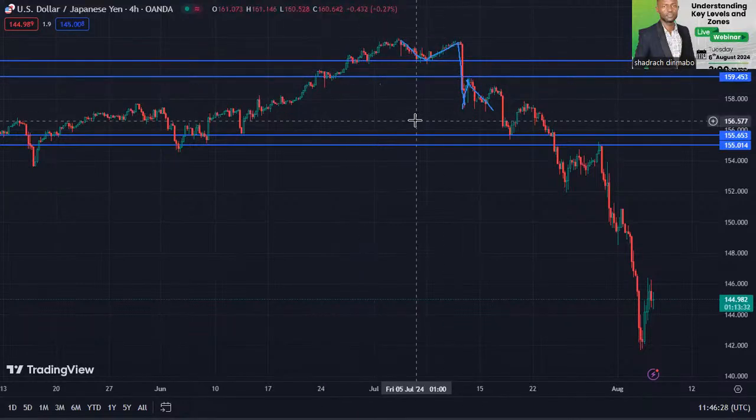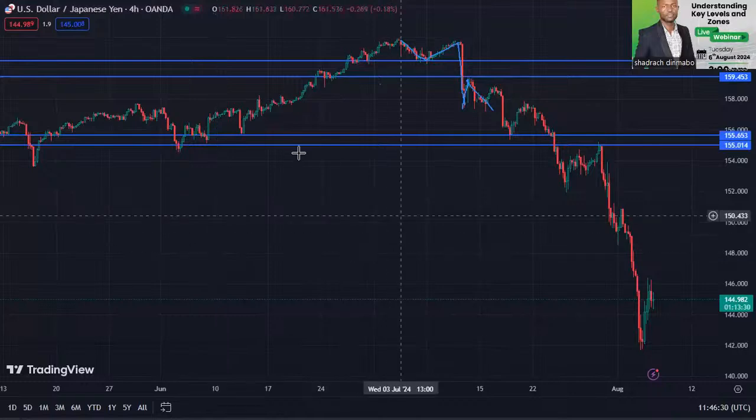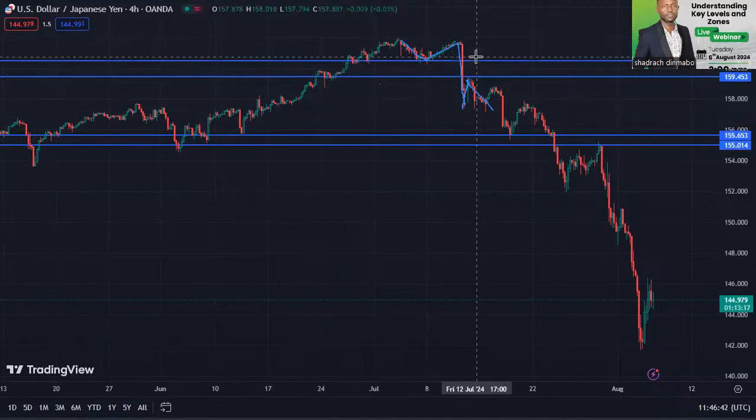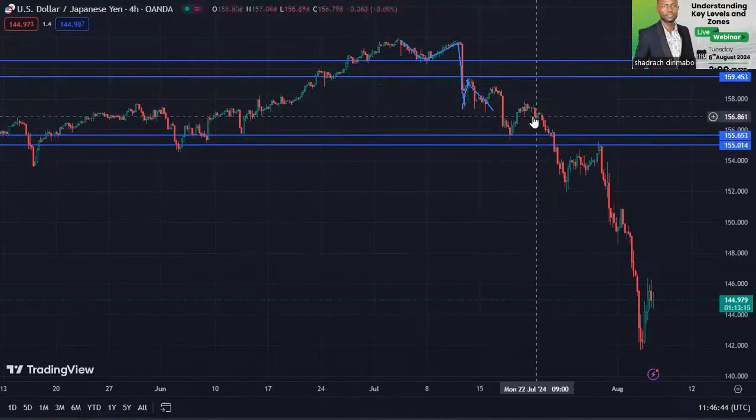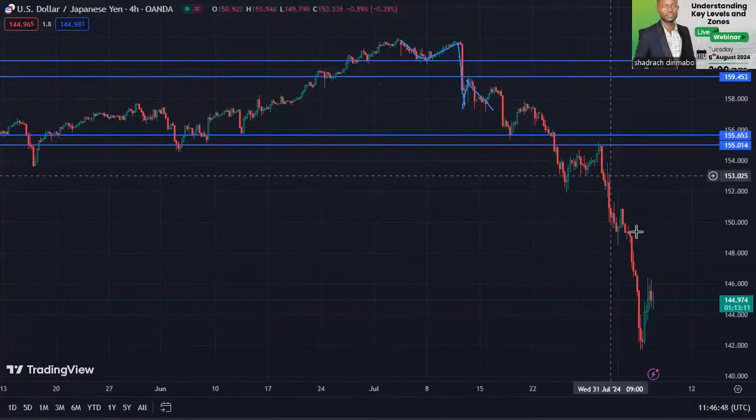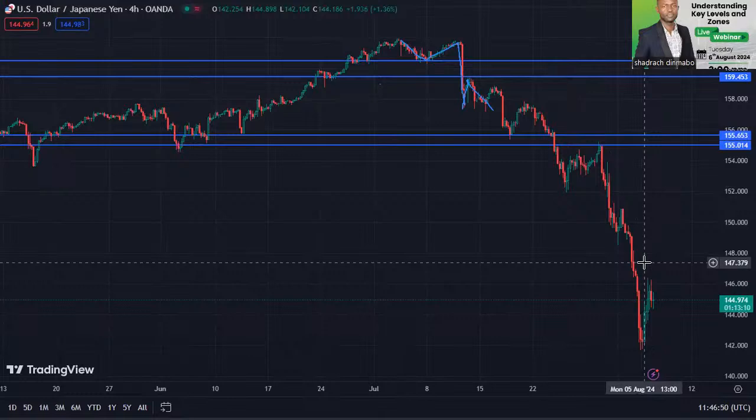Okay, we're trying to map out our zones. So that zone, once the market breaks it, we are expecting the market to actually push. Okay, so the market breaks the zone, retest. If we look here again, the same thing happens here. The market breaks this zone level, retest this level, and then drop. You can see that.